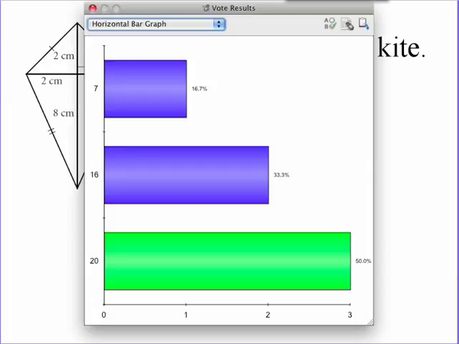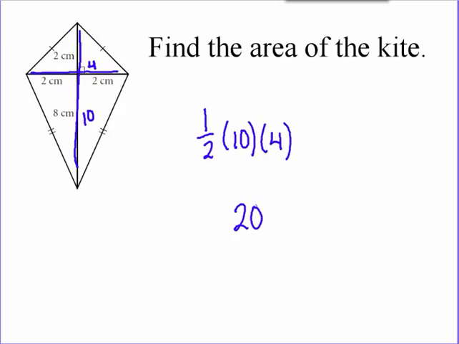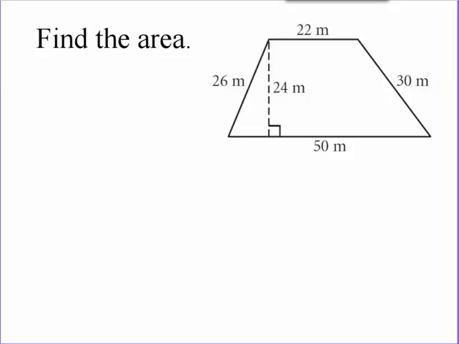The answer is 20. If you're wondering where 20 came from, this diagonal here has a length of 10 and that diagonal there has a length of 4. So 1/2 times 10 times 4 is 20. This actually would be 20 centimeters squared, but since you're using the expressions, you couldn't put a label in. Okay, with that in mind, find the area of this trapezoid.